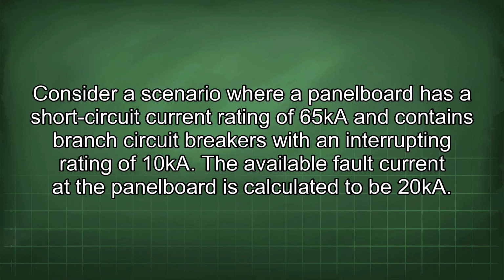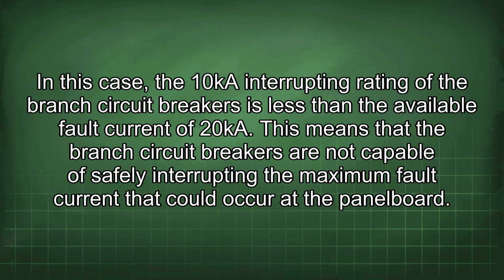Consider a scenario where a panel board has a short circuit current rating of 65K and contains branch circuit breakers with an interrupting rating of 10K. The available fault current at the panel board is calculated to be 20K. In this case, the 10K interrupting rating of the branch circuit breakers is less than the available fault current of 20K. This means that the branch circuit breakers are not capable of safely interrupting the maximum fault current that could occur at the panel board.